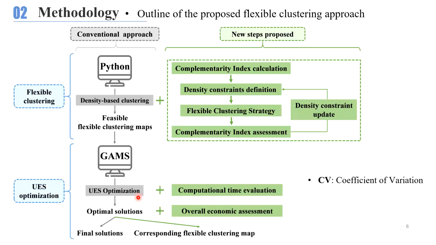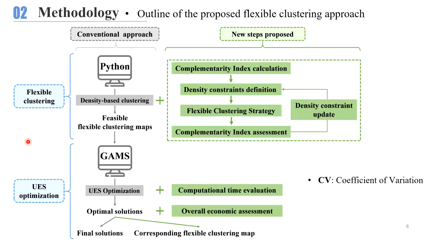Here are more details about the methodology. Well, the conventional density-based clustering approach firstly divides all buildings into different clusters, and the clustering results of the whole district is defined as a basic clustering map. Then the UES problem is optimized based on the clustering map to achieve optimal solutions for all clusters.